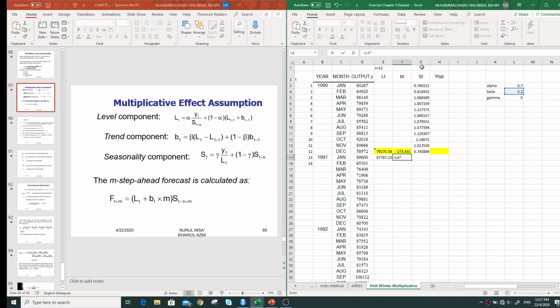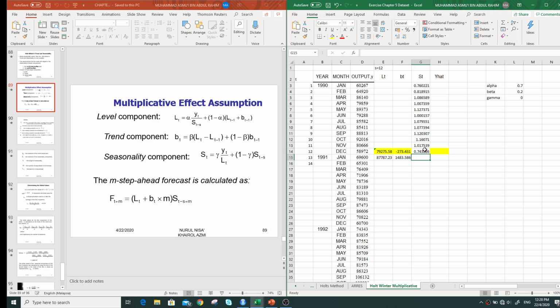For the next column, Bt is beta times Lt minus Lt minus 1. Don't forget to put the dollar sign here to lock the cell, and then plus 1 minus beta times Bt minus 1. So t is 13 minus 1, 12. Then enter.